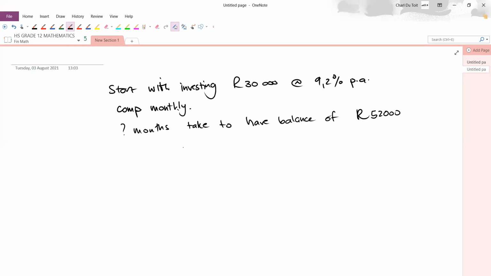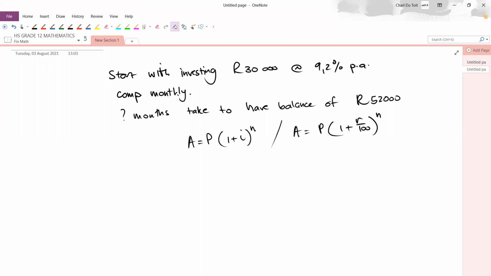Okay, so we're going to use the compound interest formula. A equals P(1 plus i) to the power of n. You can use i, or you can just use this formula: A equals P(1 plus r over 100). They are basically the same. I don't know if you work with i or you work with r. I work with i, but I know r is also rate. So yeah, I work with r. It doesn't matter. It really doesn't matter.